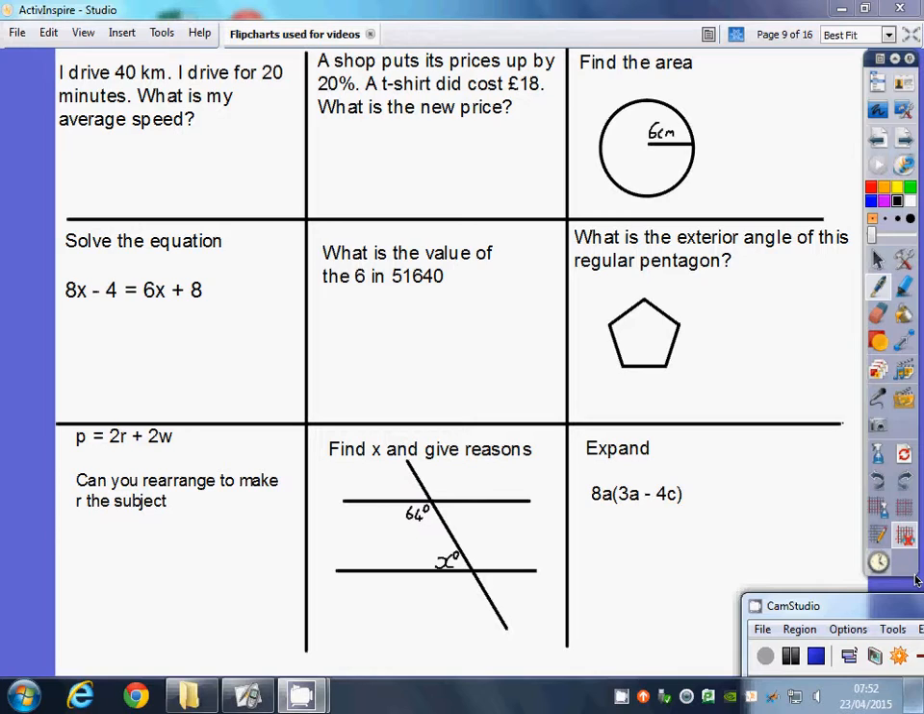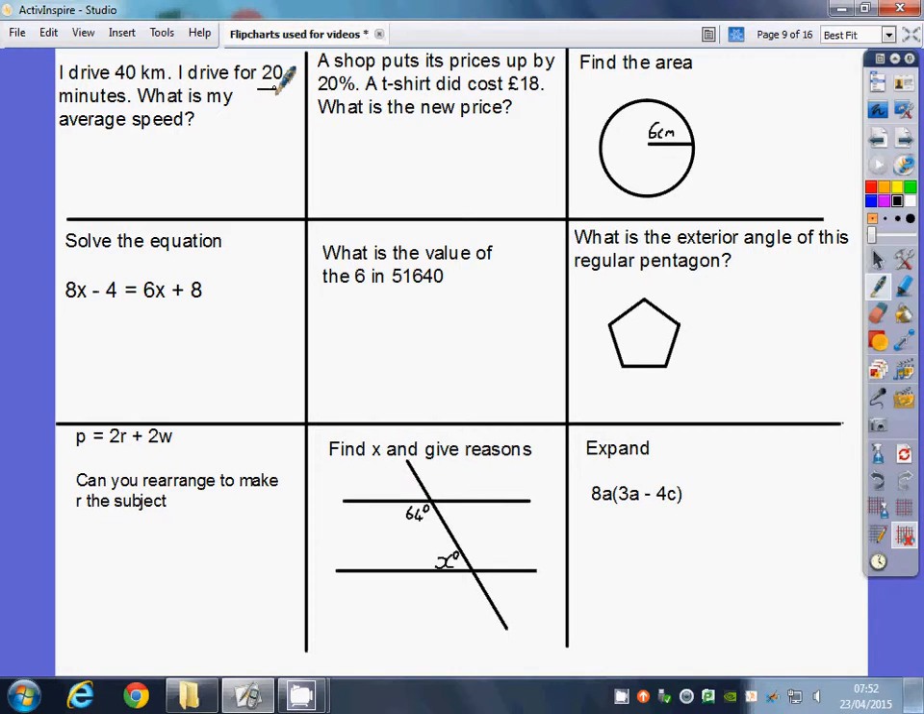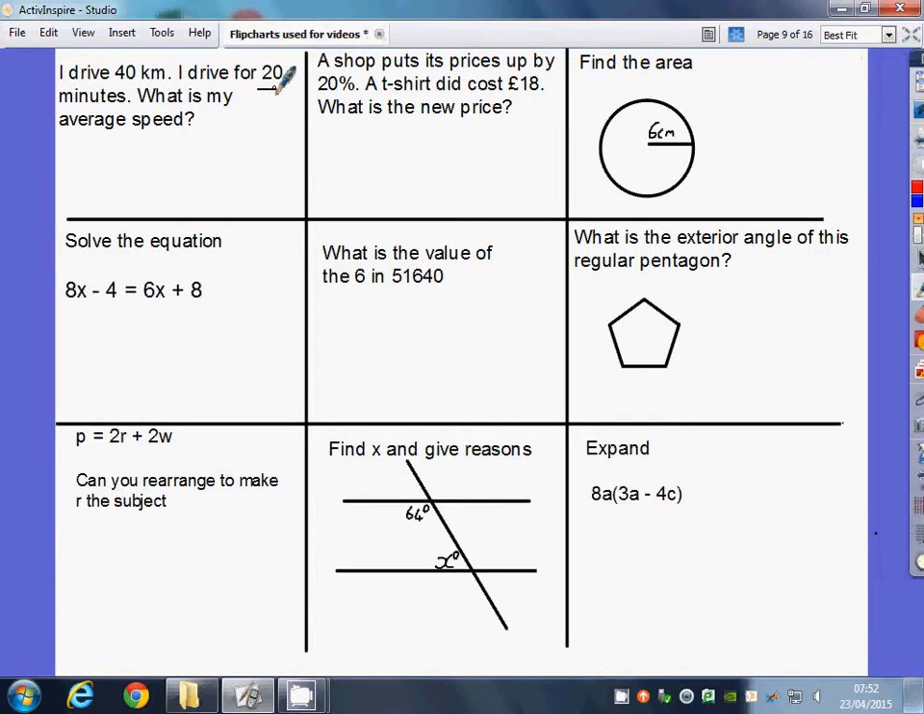So, question number 1: I drive 40 kilometres, I drive for 20 minutes, what is my average speed? Now hopefully some of you started to draw out your speed, distance and time triangle. If you did, that's a really good idea, except the common mistake here is when it comes to the 20 minutes. Because don't forget, 20 minutes is actually 1/3 of an hour, so you do have to be very careful. Otherwise, look at it logically.